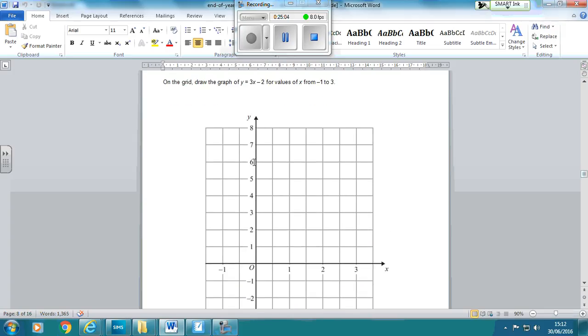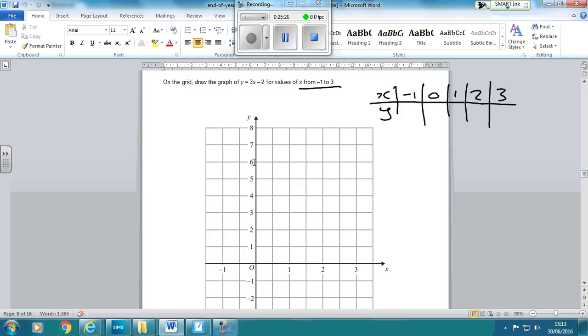So what we're going to do, it says x values from minus 1 to 3. So we're going to set up a table. Whenever it says sketch a graph, always do a table. So I want x numbers and I want y numbers. And it tells us that our x numbers go from minus 1 all the way up to 3. So minus 1, 0, 1, 2, 3.